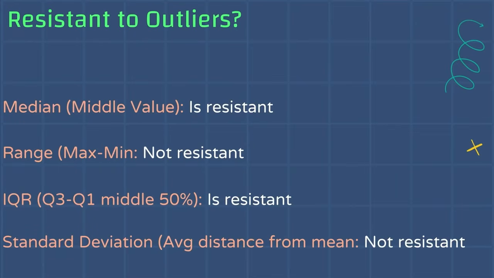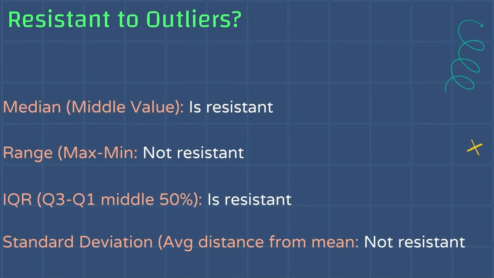So, resistant to outliers. The median, the middle value, is resistant, although the range isn't. Like how I described, let's think of the range if it's 1 to 10. If we add 100, the middle value would still be around 5. But the range would go from 10 minus 1 to 100 minus 1, which is not resistant. IQR is resistant because the middle 50% would still be the same of the data.